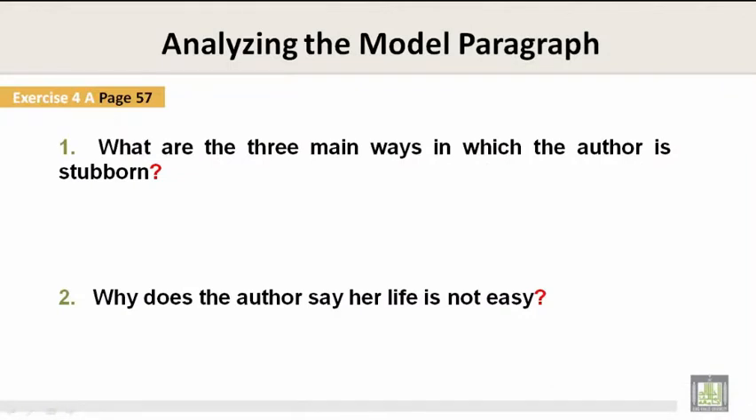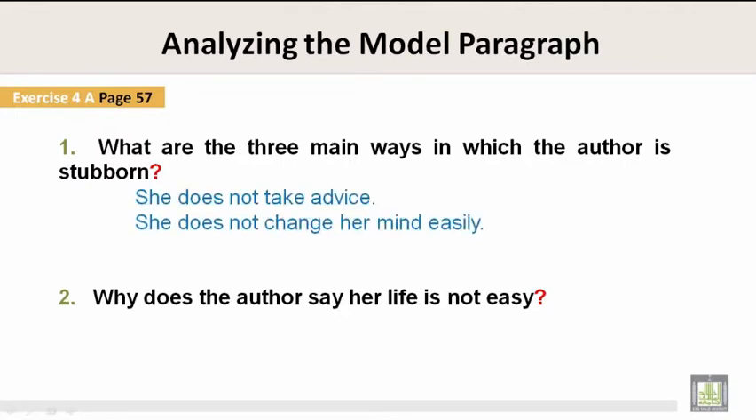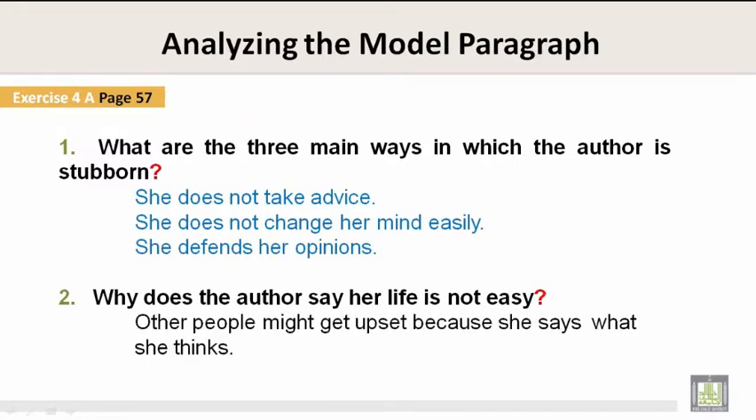Exercise 4A, page 57. What are the three main ways in which the author is stubborn? She does not take advice, she does not change her mind easily, and she defends her opinions. Number 2. Why does the author say her life is not easy? Other people might get upset because she says what she thinks.